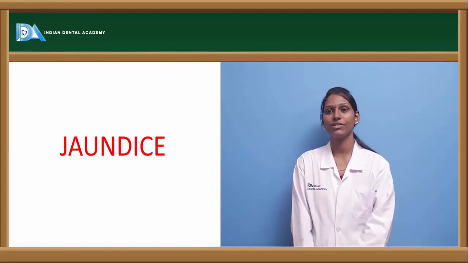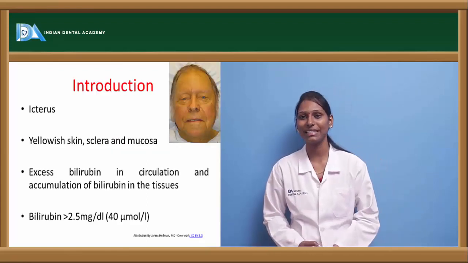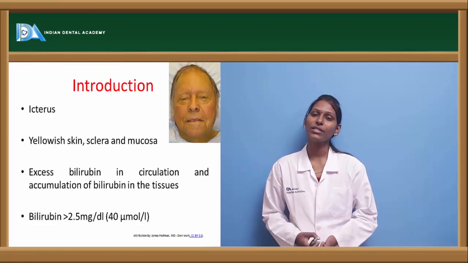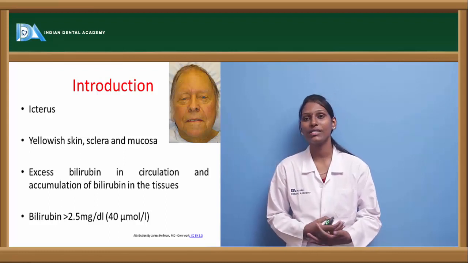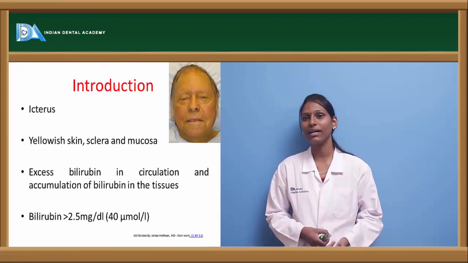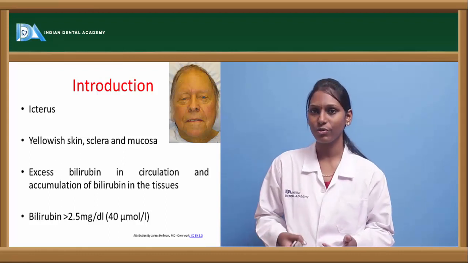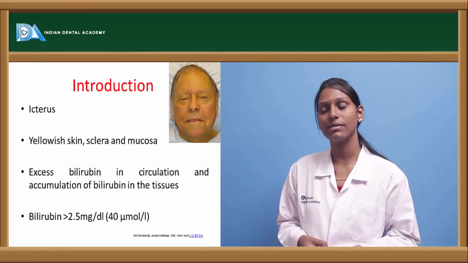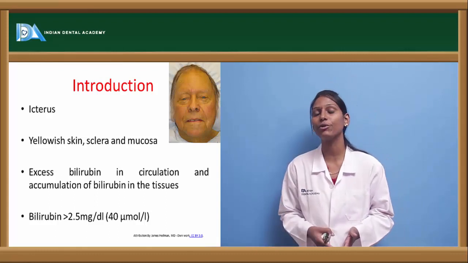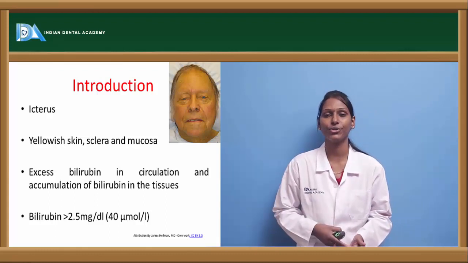The topic for discussion is jaundice, which is also known as icterus. Jaundice is usually characterized by yellowish discoloration of the skin, sclera, and mucosa. It is usually caused by excessive production of bilirubin or excess bilirubin within the circulation, and accumulation of this bilirubin in the body tissues.